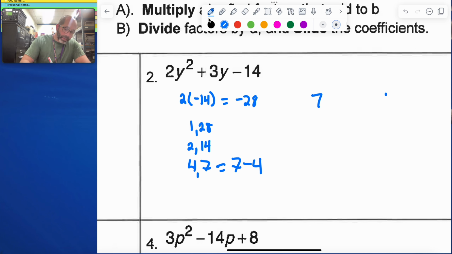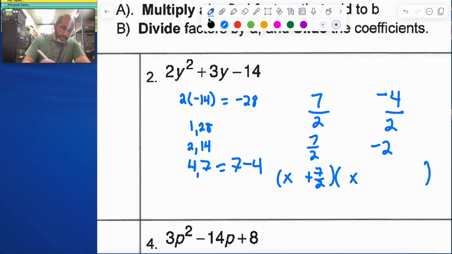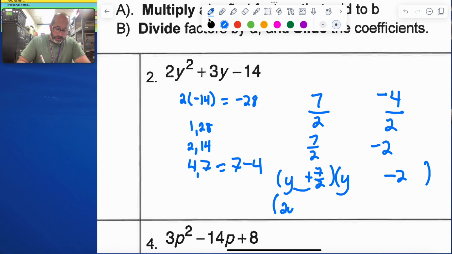So we do 7 minus 4, divide by my a value. Remember, your a value here is this 2. We're going to get 7 over 2 and minus 2. When you reduce your fractions, write the factors. So we're going to have y plus 7 over 2 and y minus 2. I almost made the mistake with x. It's a y. It's a y in this problem. And then we're going to slide the 2 over. It's going to be 2y plus 7, and then y minus 2.